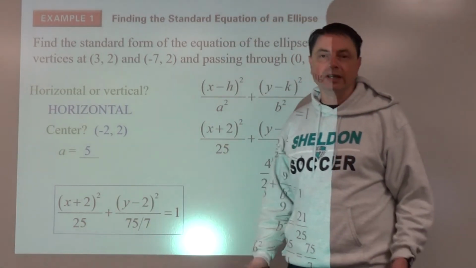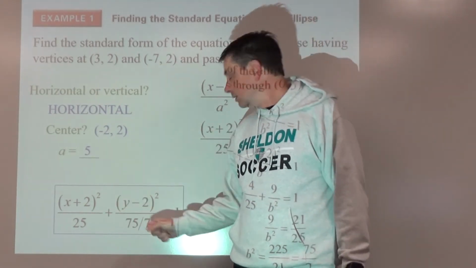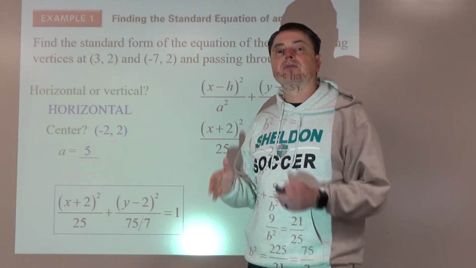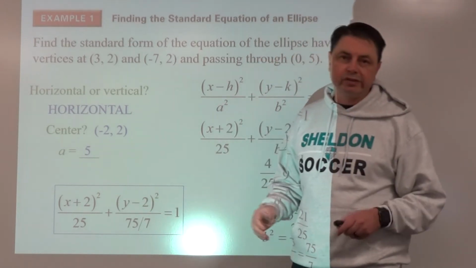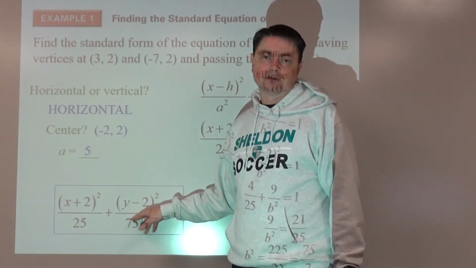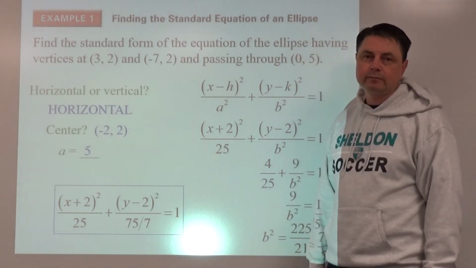So it is equivalent. My preference is this, because if we are looking for b, this is going to tell us b. We're looking for, how do I graph this? How far are those co-vertices or the secondary vertices away? It's going to be the square root of this. So this is my preference for how we write our answer.